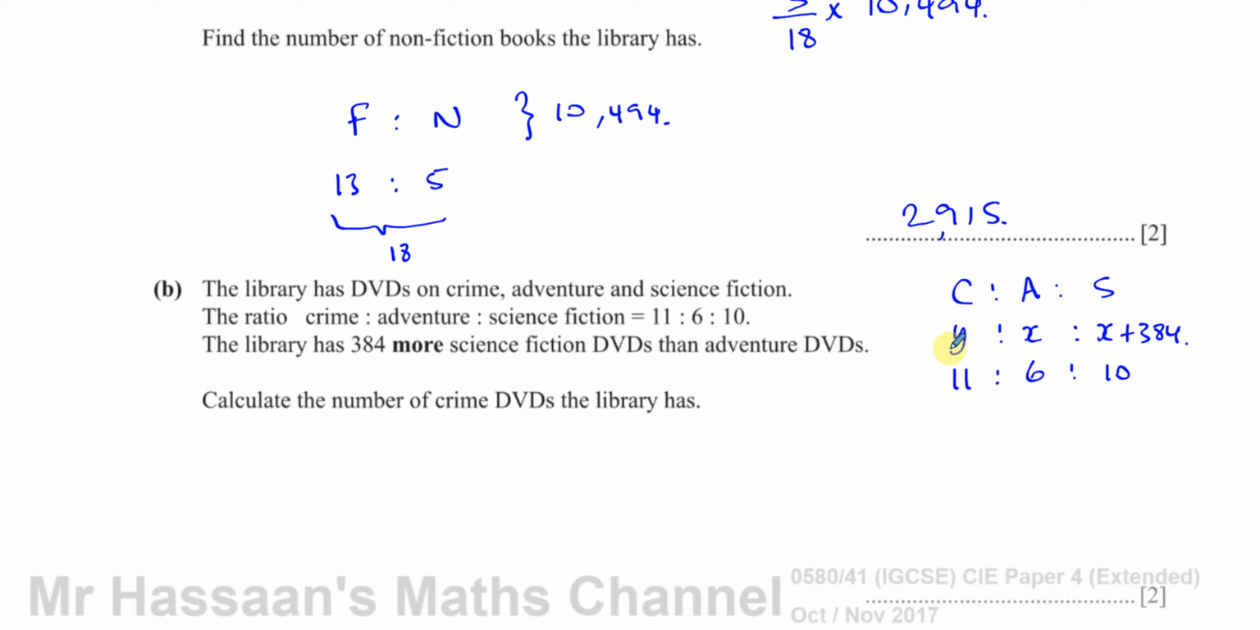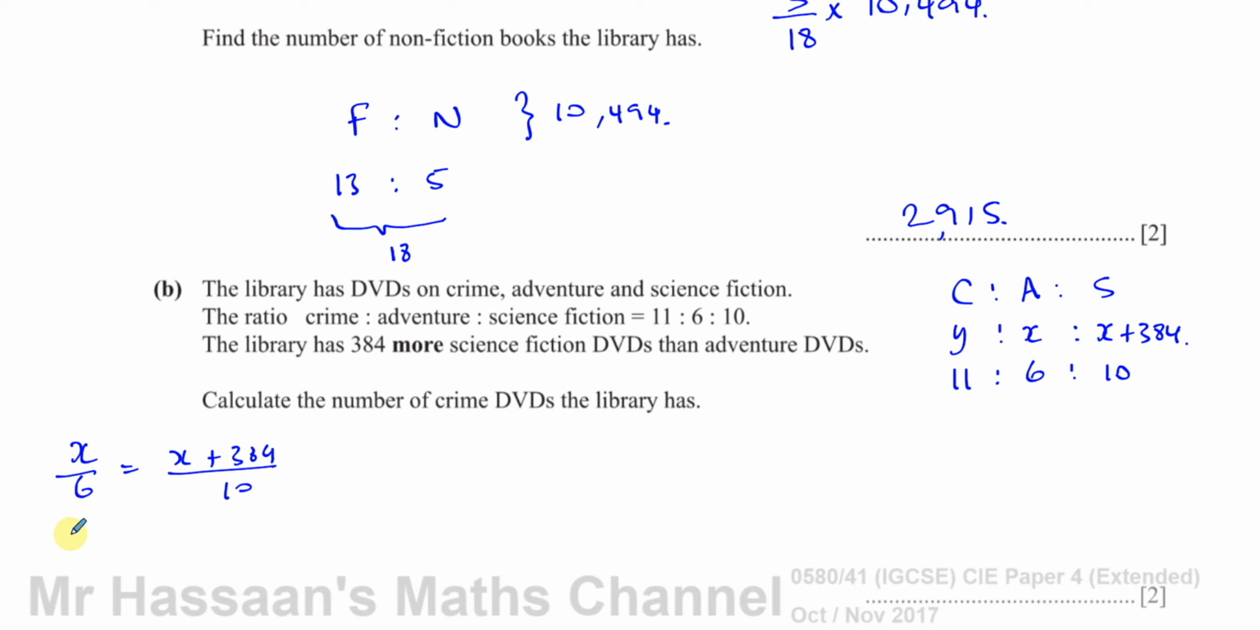The number of crime ones we don't know. Let's call it y, a different number. We don't know what it is exactly, but we can work it out, because that's what we have to work out in the end. So first we can find out what x is, and then I can use that to find what y is. To find x, we can set up a ratio. We know that x over 6 equals x plus 384 over 10. So I can make an equation from that.